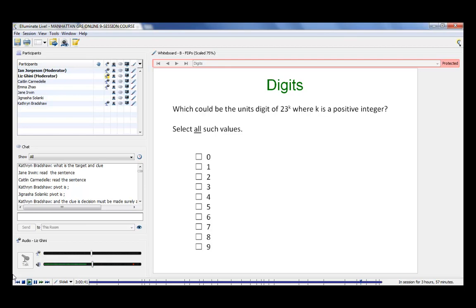Okay, immediately, if you don't know how to solve something, 23 to the 1, the units digit has to be 1, right? Yeah. Now what else? What about the units digit of 23 to the 2? What does that have to be?